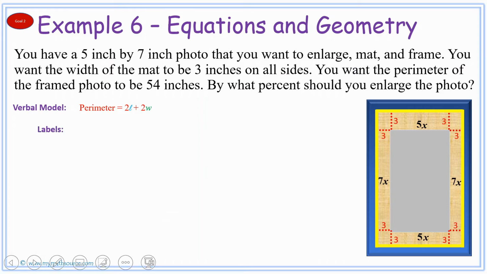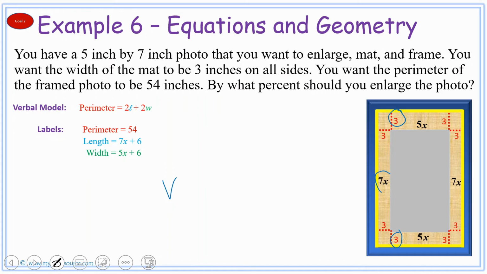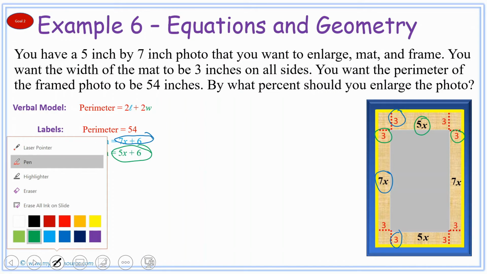Alright, so the next step we would do is just to label them. We know what our perimeter is, 54. We know the length to be 7x plus 6. And the way we know that, the length or the height is the 7x of the photograph. The first 3, let me see if I can circle that. We have this 3 and this 3 plus the 7x gives us 7x plus 6. Alright, and the same thing happens for our width. For our width we have the 5x plus this 3 plus this 3 gives us 5x plus 6. And that's how we get our length and our width.